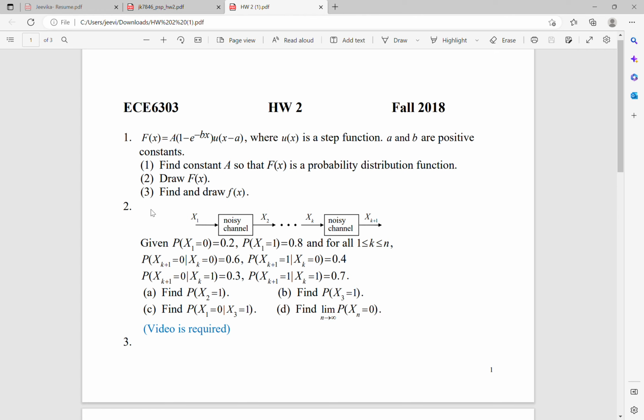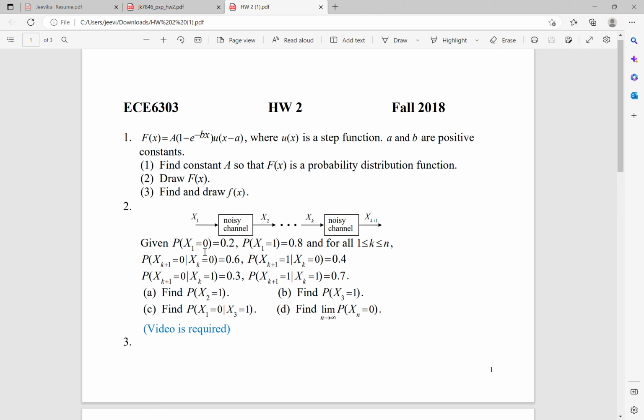So in the second question, as you can see, there are X1 to Xk+1 data signals. X1 is the first input data signal, which goes through a noisy channel and generates an output of X2 data signal. As it goes on, Xk will be one of the input signals which will go into a noisy channel and will give an output of Xk+1 output signal.